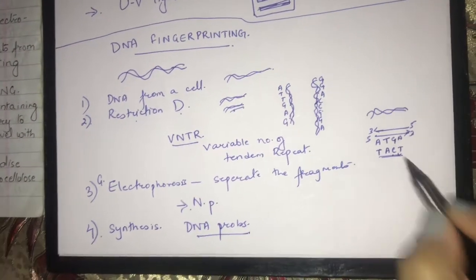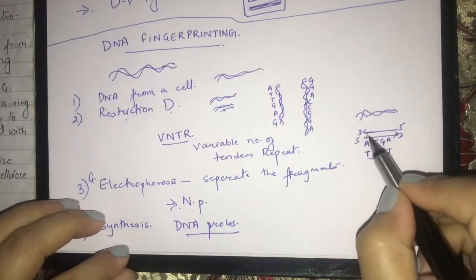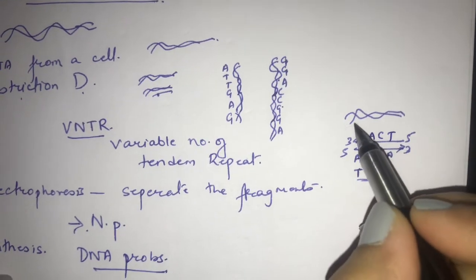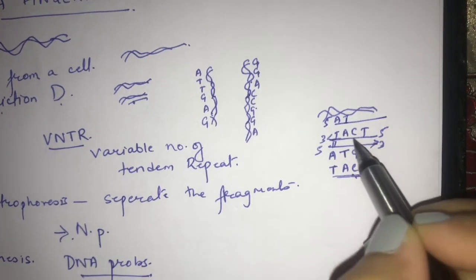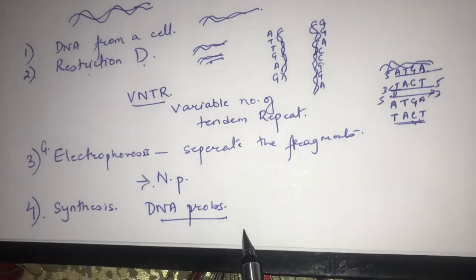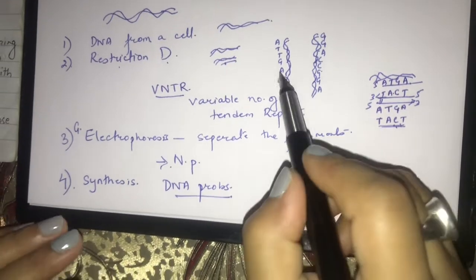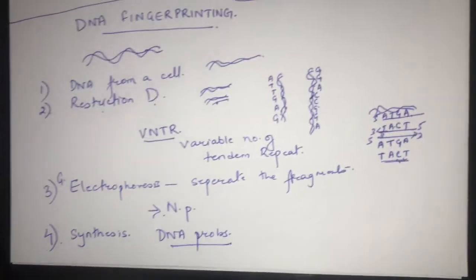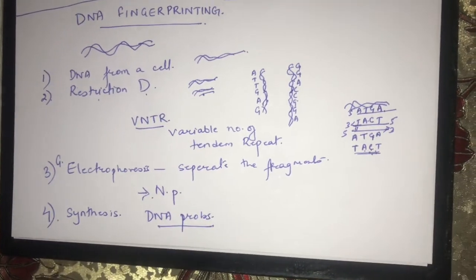It should be complementary to the DNA. If it is opposite to A, it will be T. A, C, T, then the probe will have A, T, G and A. So that is DNA probes, just complementary to those DNA fragments. So, synthesize special DNA probes containing repeated sequences complementary to those on VNTRs.